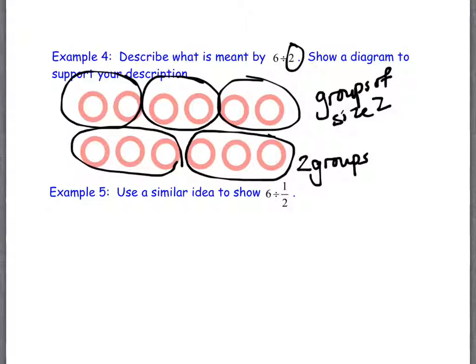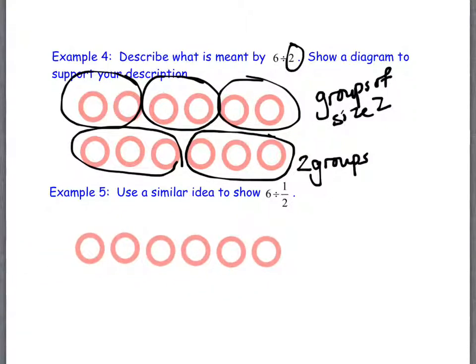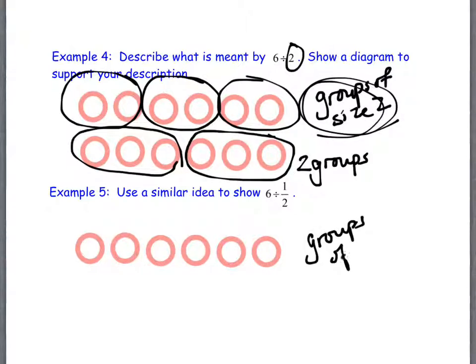Yeah, you just cut those cookies right in half, right? Yes, of course you could. So if you take this diagram of your 6 cookies, 6 divided by 1/2, using this idea that's listed first on here, we're going to make groups of size 1/2, which means we're going to split each of our cookies in half.